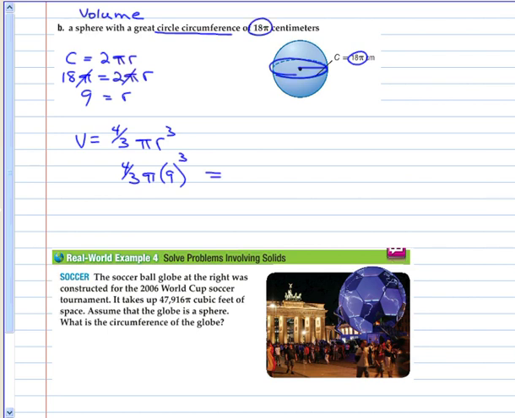3,053.6 centimeters cubed. Hopefully whichever students were telling me these answers last year were using their pi button, and so we're getting the right answer right down here.